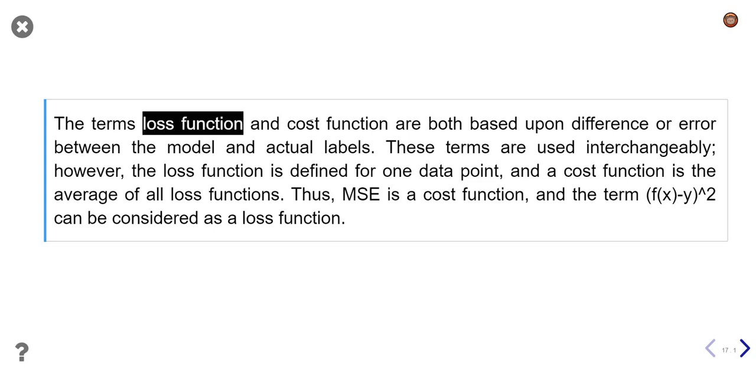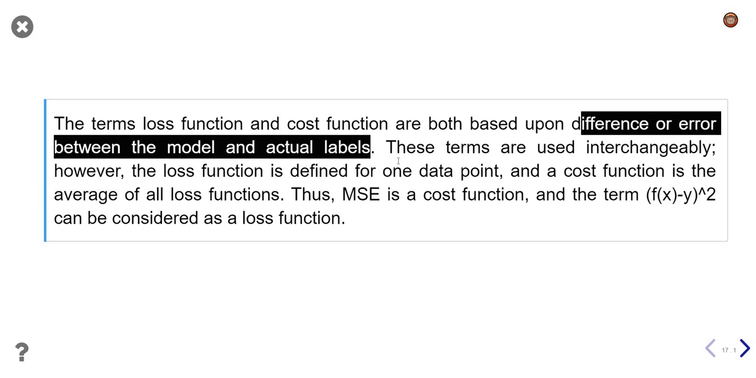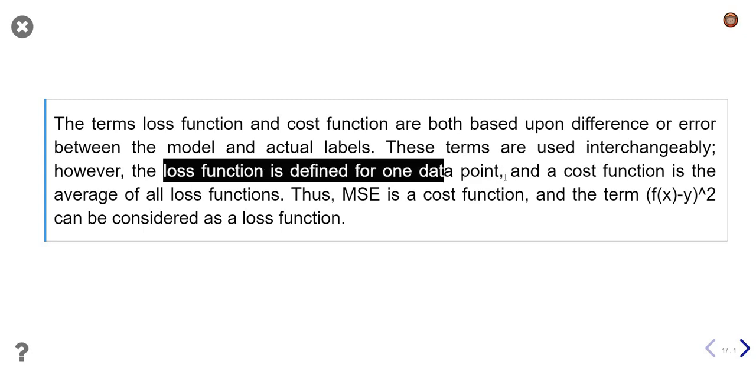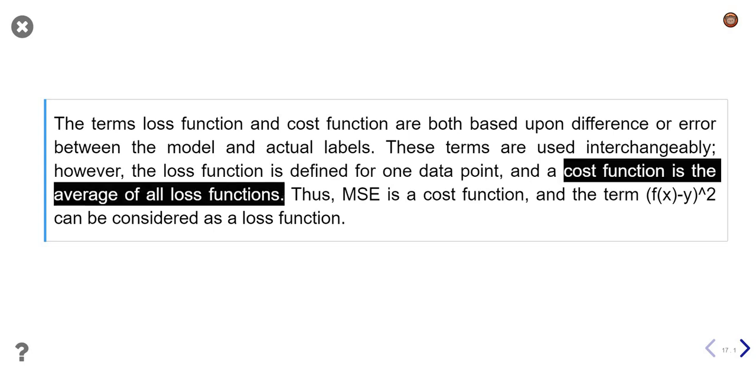So the loss function and cost function, both are based on the difference or error between the model and the actual labels. Meaning to say you're trying to find the difference, right? But these terms, loss function and cost function, can actually be used interchangeably. They more or less mean the same thing. Whereby a loss function is defined for one data point, and a cost function is the average of all the loss functions.